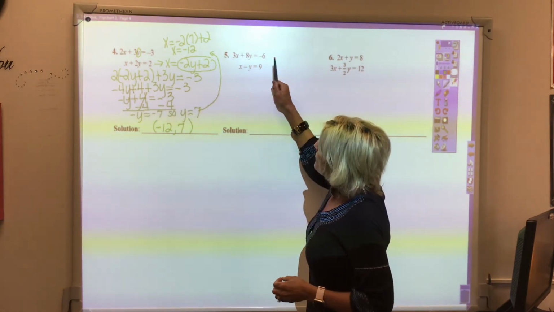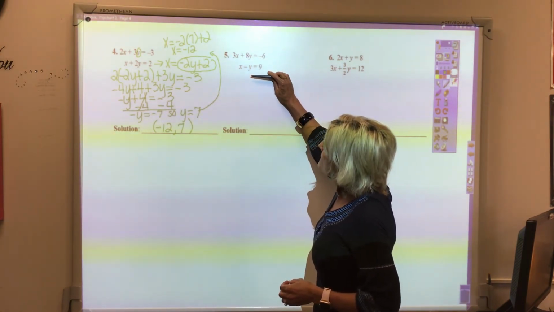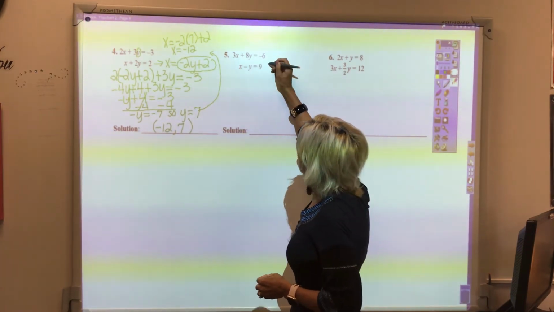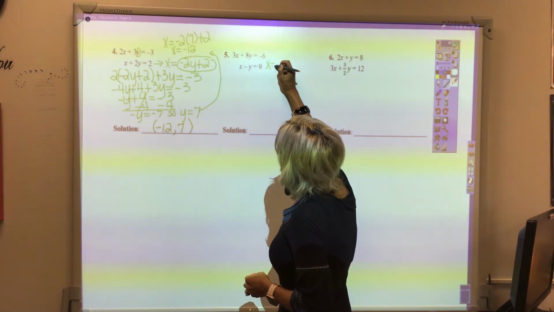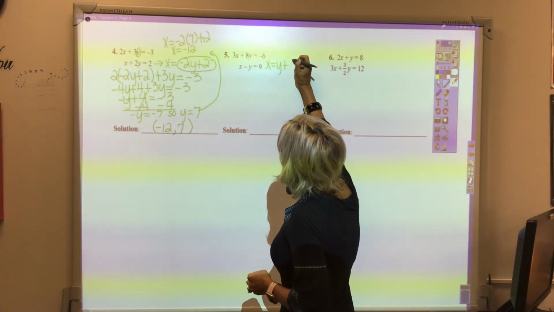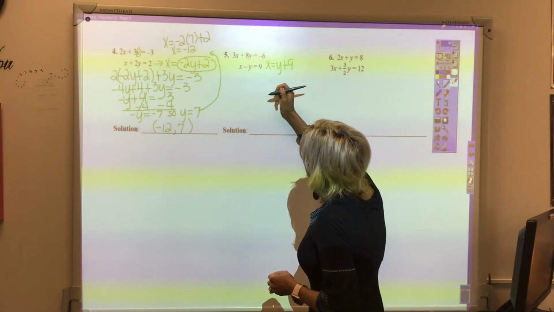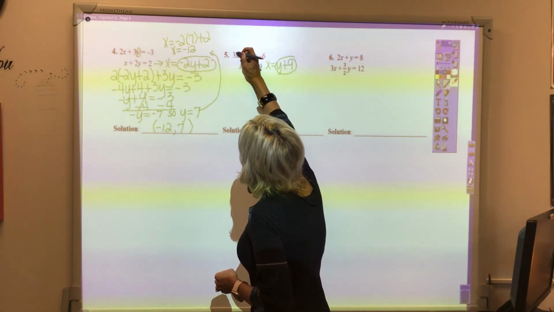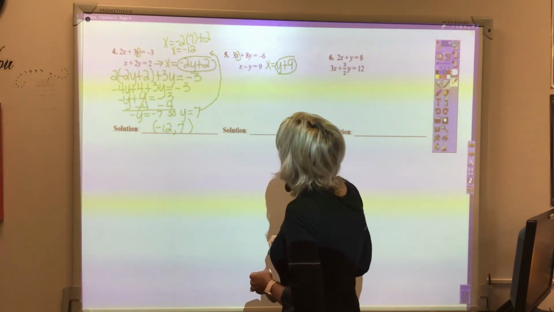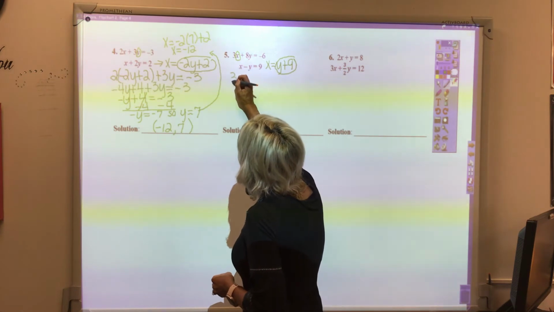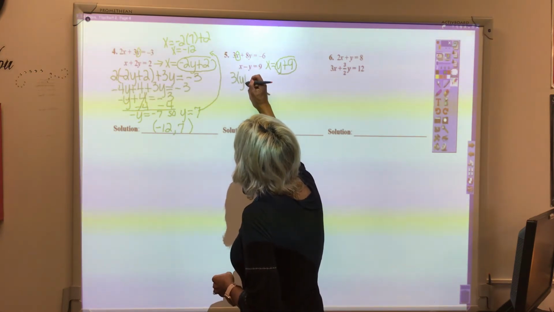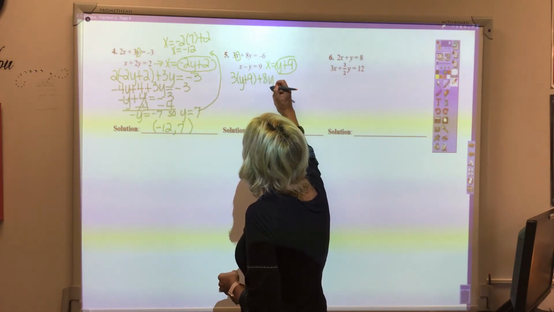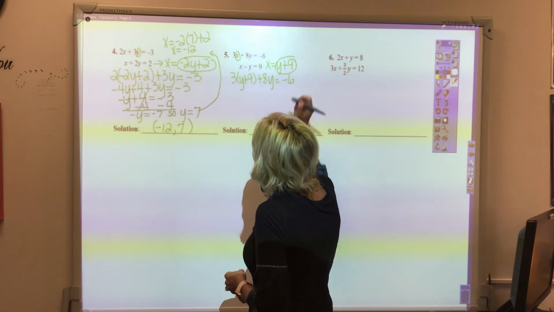On the second system, I think I'll do the same thing. I think I'll get x by itself. So I'll rewrite the second equation as x equals y plus 9. I will substitute the y plus 9 in place of x in the first equation. So I will have 3 times y plus 9 plus 8y equals negative 6.